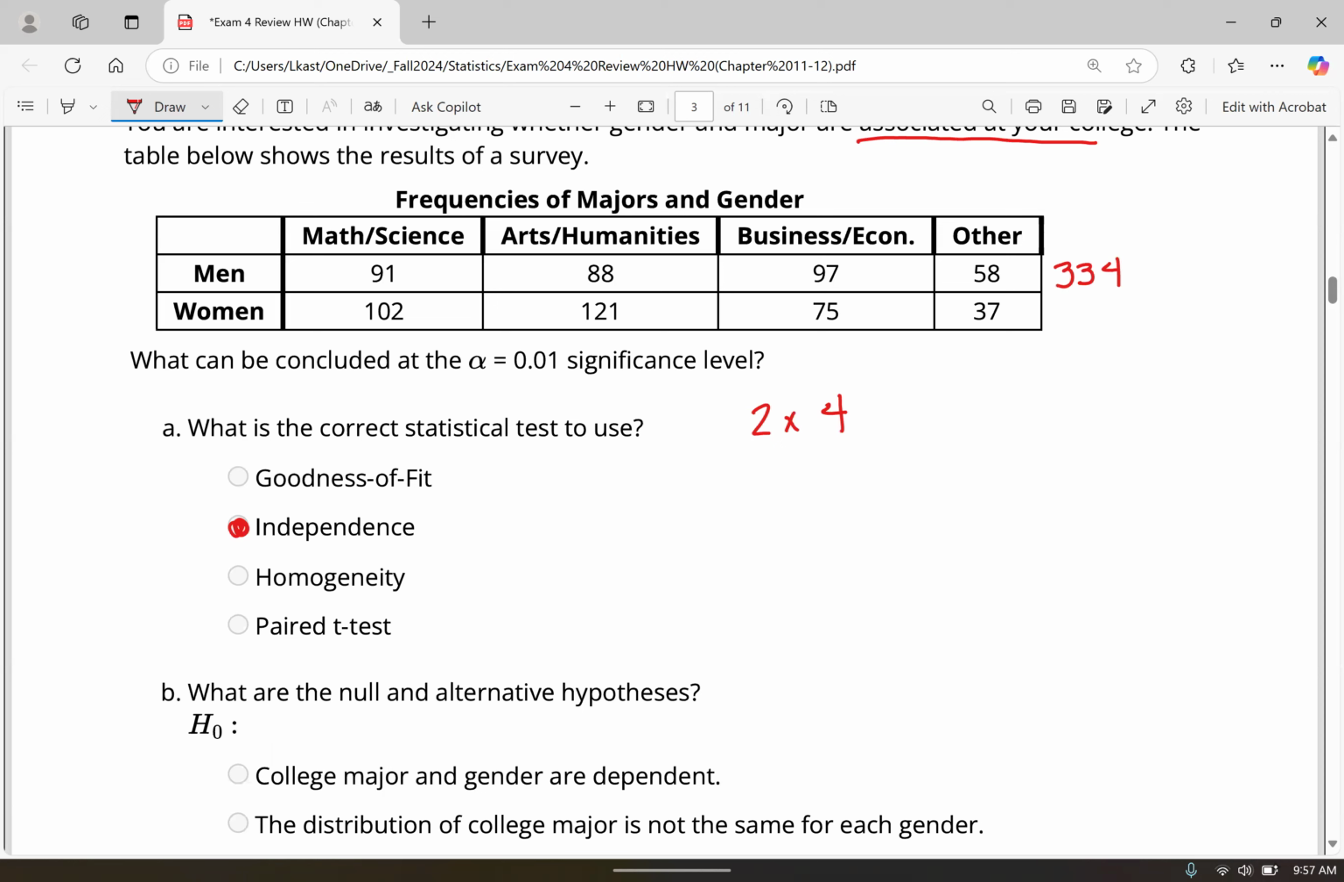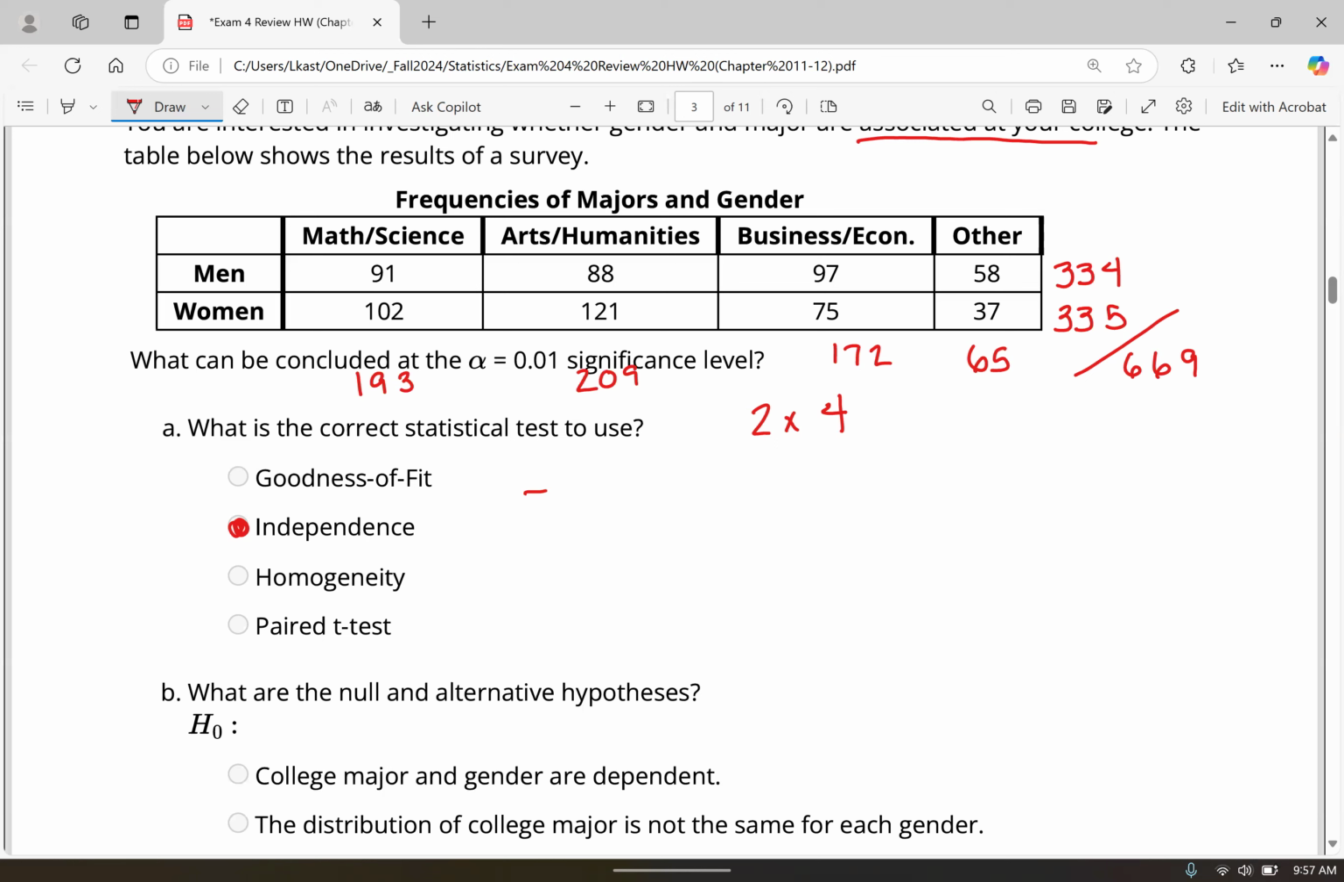And for the woman row, I got 335. And then for each column, math and science, I have 193. In arts and humanities, I had 209. In business econ, I have 172. And other, 65. So both the column and the rows should total up to the same number. I got 669. So I need to create an expected matrix.